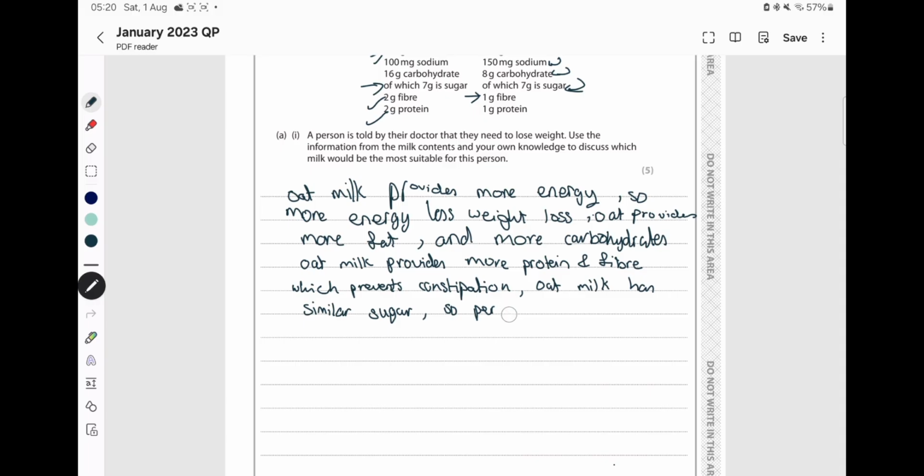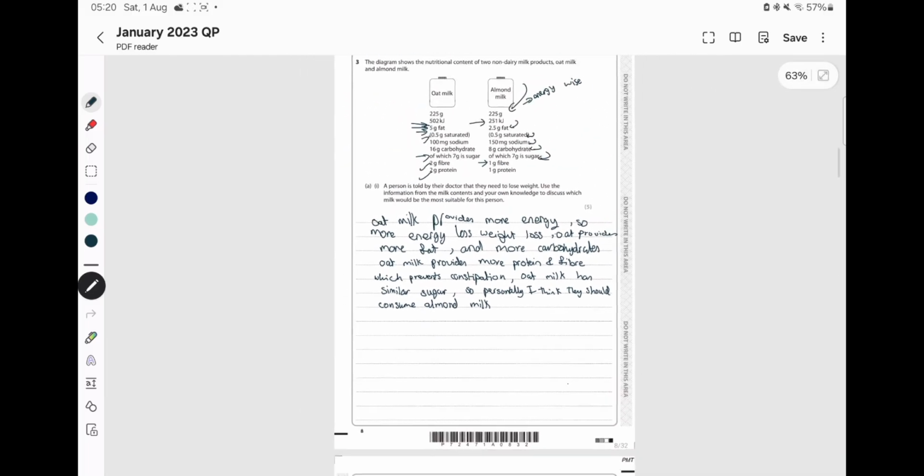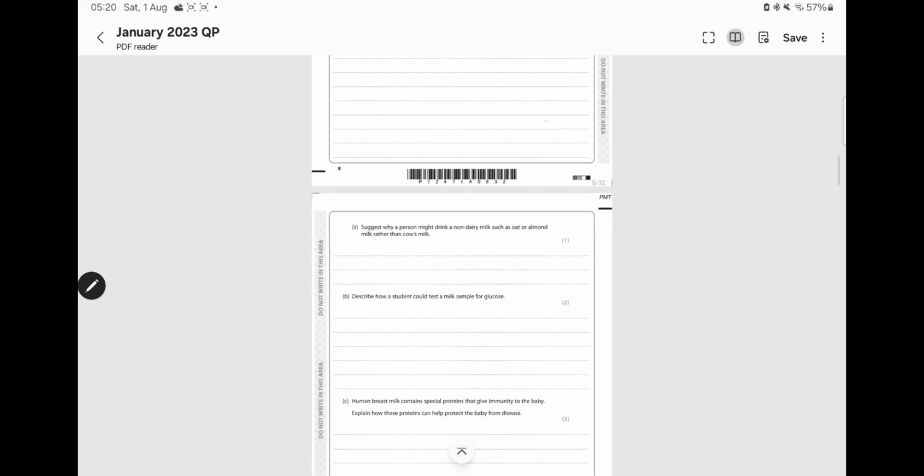So personally, you can make this conclusion. You don't really need to. You're not required to do that. But you can do that at the end. I'm gonna do that. So personally, I think they should consume almond milk. Okay, this is it for question 3A.